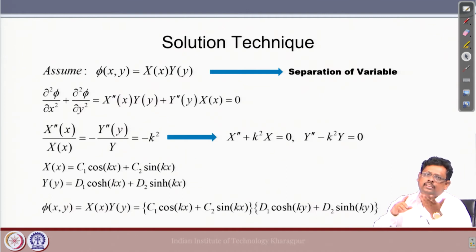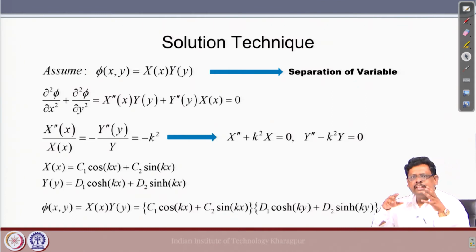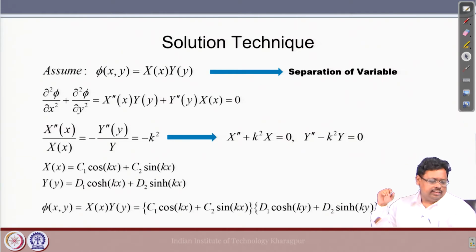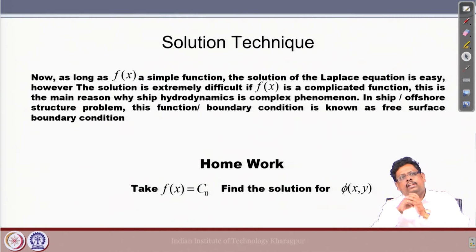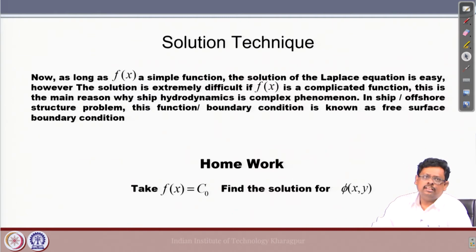Now, these C1, C2, D1, D2 are your constants, and you have to find these constants from your boundary conditions, right. So, what do we get overall? As long as this f(x) is a simple function, the solution of the Laplace equation is easy. However, the solution is extremely difficult if f(x) is a complicated function.